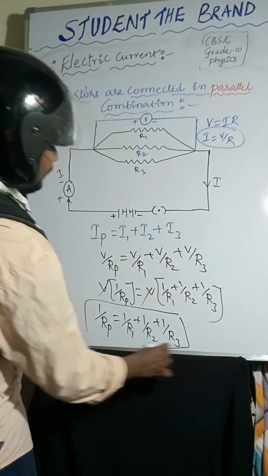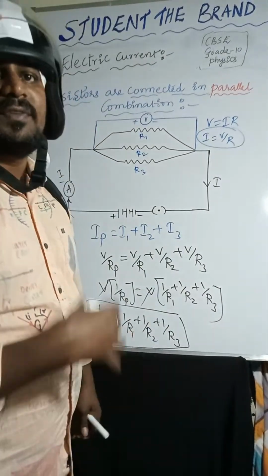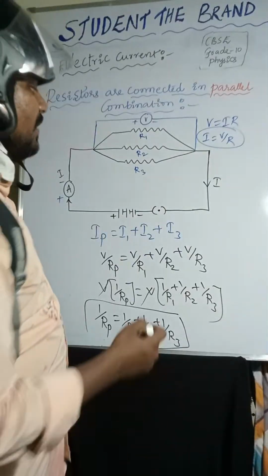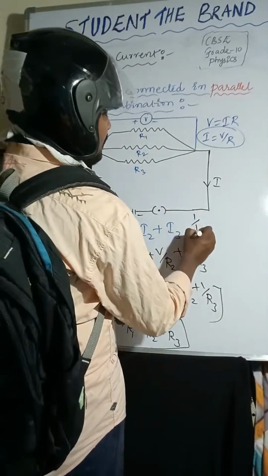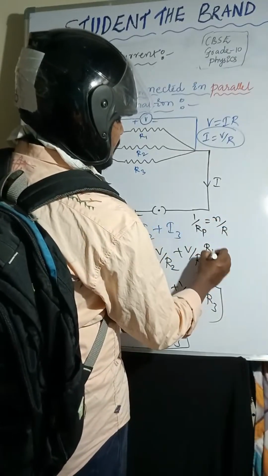Okay. If n number of resistors are connected in parallel combination, 1 by Rp equal to n by R, that is Rp equal to R by n.